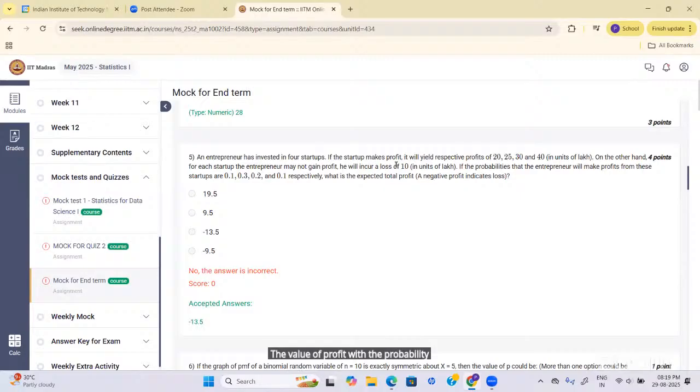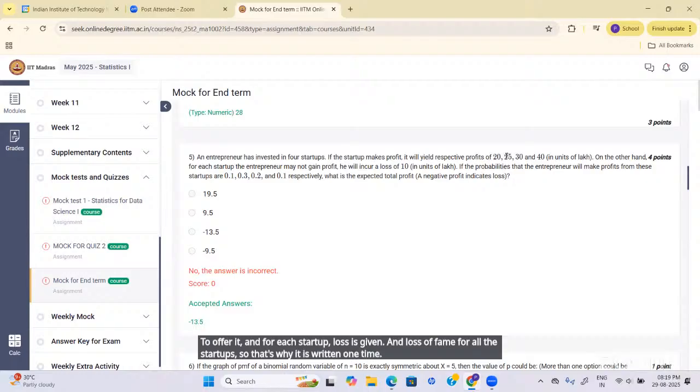So ultimately, what is given to you for each startup is the value of profit with the probability and the value of loss. Ma'am, is this loss for the overall profits? No, this is for each startup. So for each startup, profit, and for each startup, loss is given. And loss is the same for all the startups, so that's why it is written one time. And the profits are different for different startups.